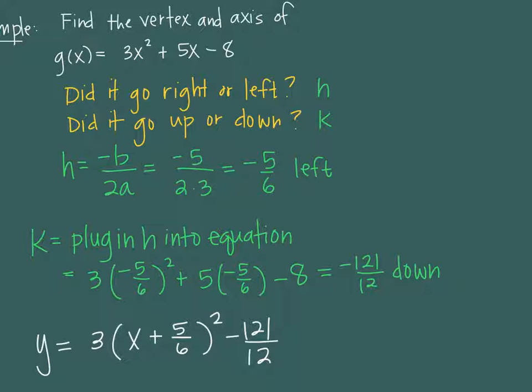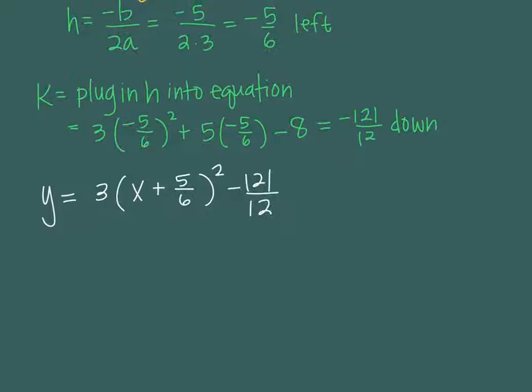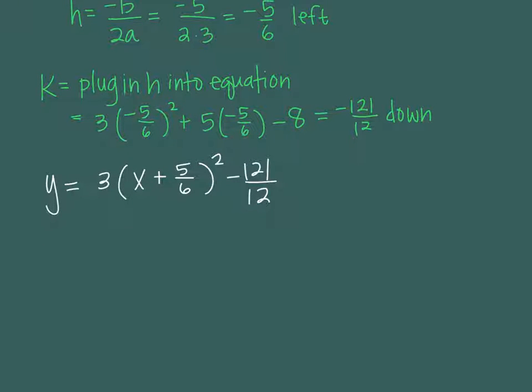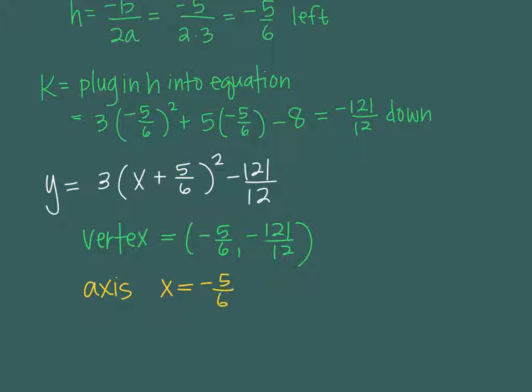That is called the vertex form of a parabola. When you write it in a form where the vertex, the h and the k, the left and right values and the up and down values are very clear and evident along with the stretch. Okay, this is called vertex form. And so now we know that the vertex should be sitting on negative 5/6, negative 121 over 12. That's where the vertex will sit. And the axis should be going directly through the center of that vertex. And so the axis should be equal to x equals negative 5/6. So you have your vertex and your axis.